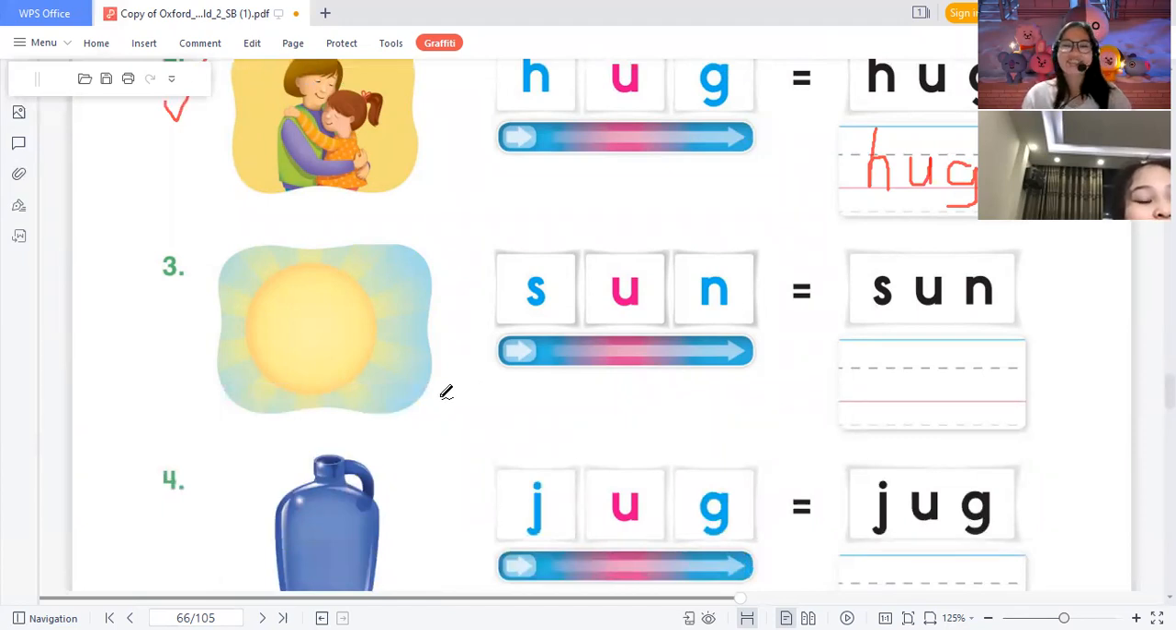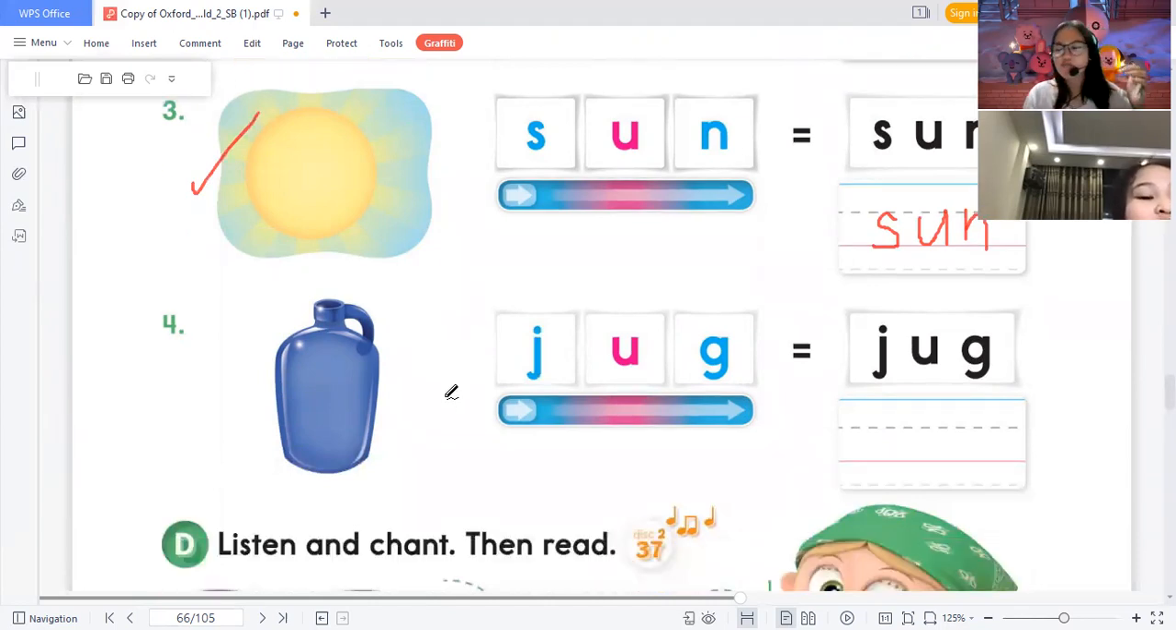Next, number three is sun. Okay, good. Sun spells, what's the first letter? S. U. N. Okay, very good. Next, number four. What's number four? Jug. Like that, yes. Like you will pour it like this. Okay. How do you spell jug? No, J. It's a soft J. J. Correct. J. Again? J. U. G. Okay. Very good.